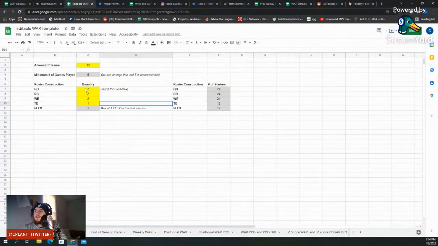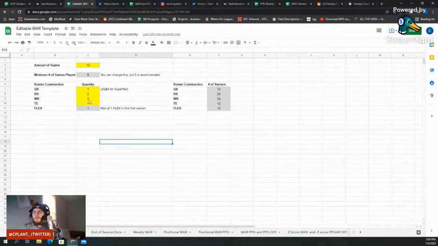But I'm gonna move it back to one, because I'm just demonstrating what I did. So yeah, then usually teams have 2 running backs, 2 receivers, 1 tight end, and 1 flex. Flexes are a little bit tricky, especially in Google Sheets for me to calculate. So I just left it at 1 for now.